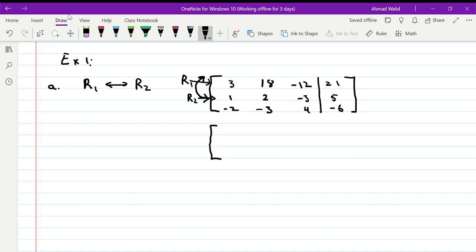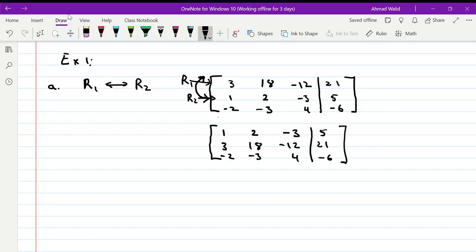My row 2 is 1, 2, negative 3, 5. I'll bring it up to row 1, and I'll bring row 1 to row 2: 3, 18, negative 12, 21. What about row 3? Keep it as it is, right? Negative 2, negative 3, 4, negative 6.